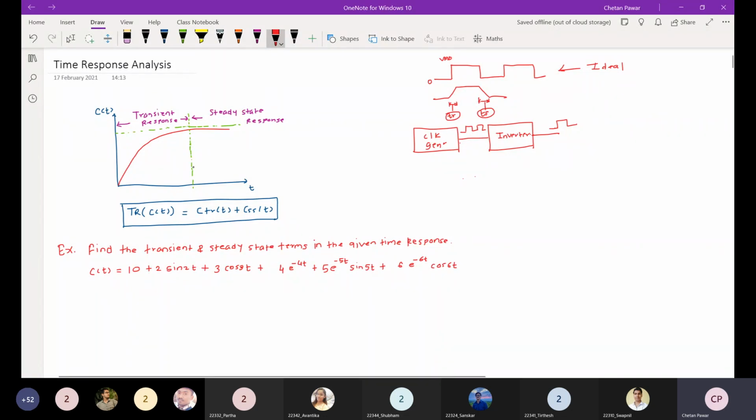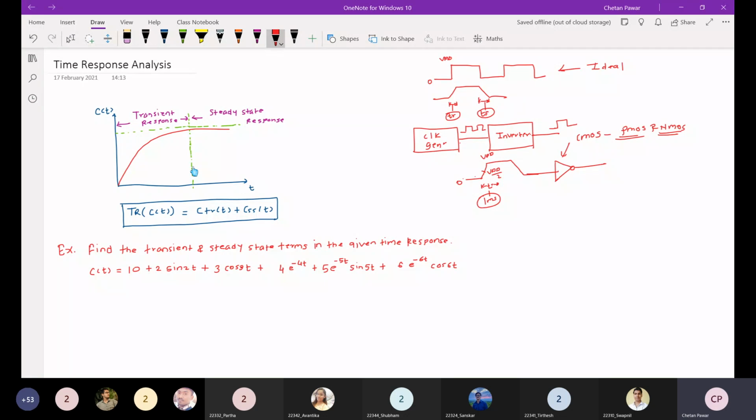If this is a CMOS inverter, it is made up of PMOS and NMOS MOSFETs. When I apply this clock pulse, which has a finite rise time and finite fall time, if this is 0 and this is VDD, then this will be VDD by 2. And this duration, the rise time duration, say is 1 millisecond.